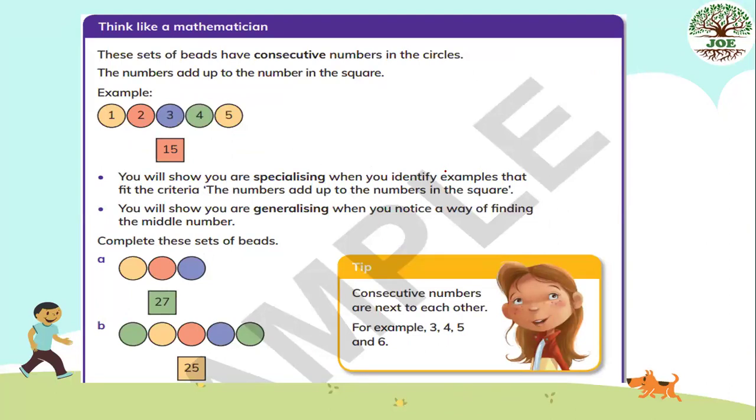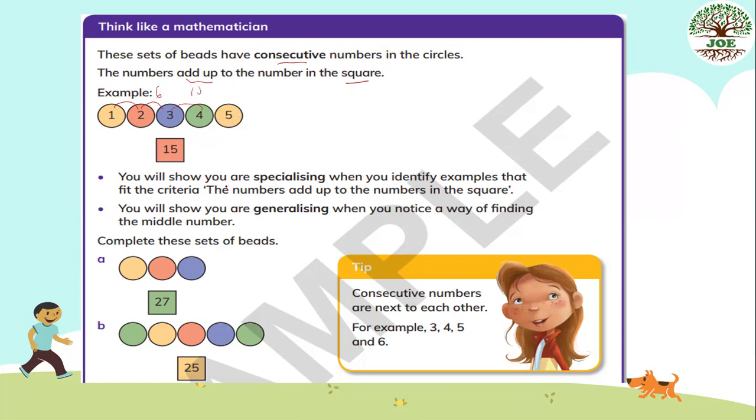This is the last part of this article, this subtitle: Think like a mathematician. These sets of beads have consecutive numbers in the circles. Consecutive numbers are next to each other, for example, 3, 4, 5, and 6. The numbers add up to the number in the square, for example 1, 2, 3, 4, 5 adds up to 15. Let's check: 1 plus 2 is 3, 3 plus 3 is 6, 6 plus 4 is 10, 10 plus 5 is 15.